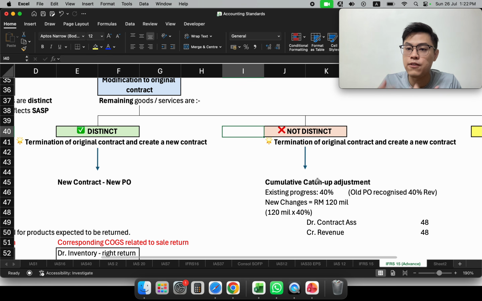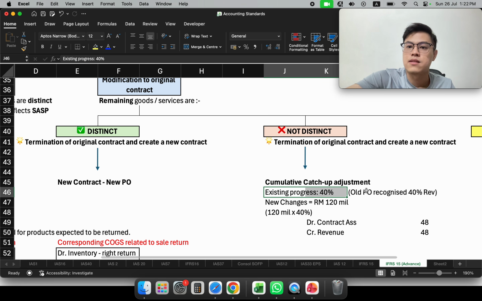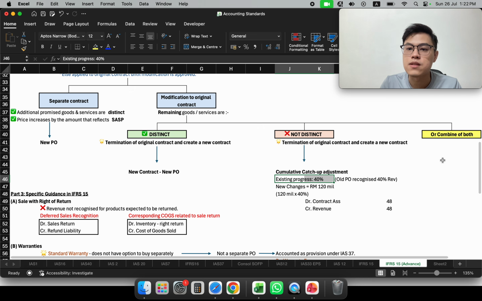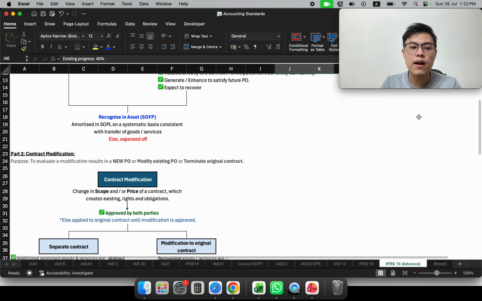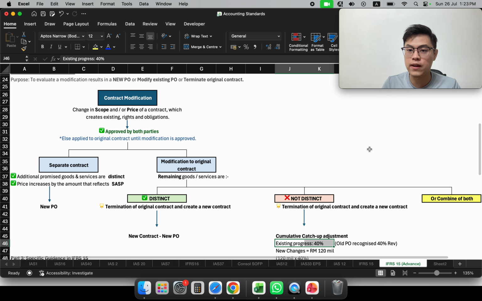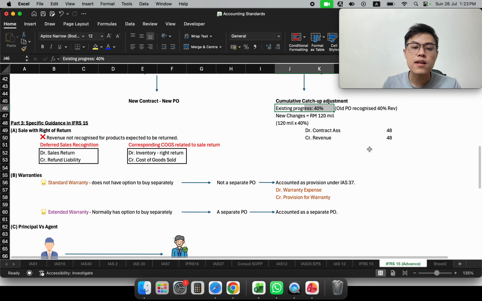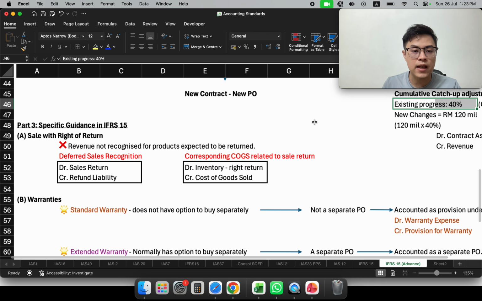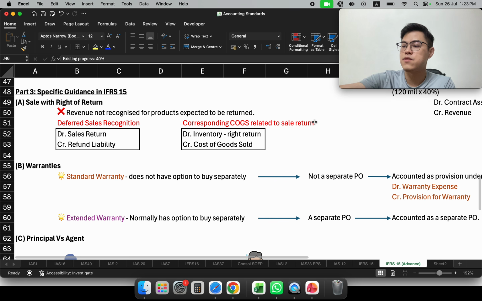This is called cumulative catch up. Cumulative catch up for what you have recognized in the past. If at the date of change it is 40% done, then you cumulatively also recognize the 40% revenue. So this is what we say a modification. And we have done the most important two parts, contract costs and contract modifications. Now, let us go into a few specific guidance by IFRS 15.